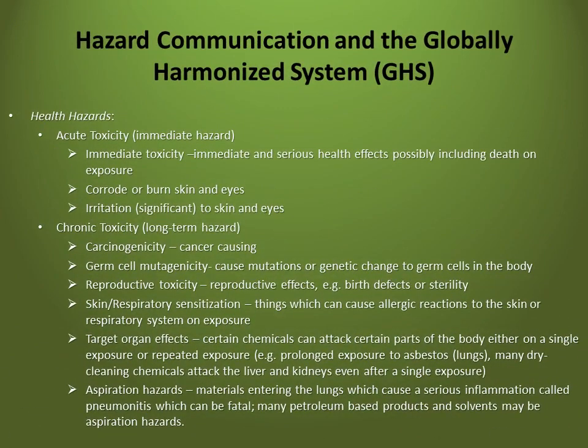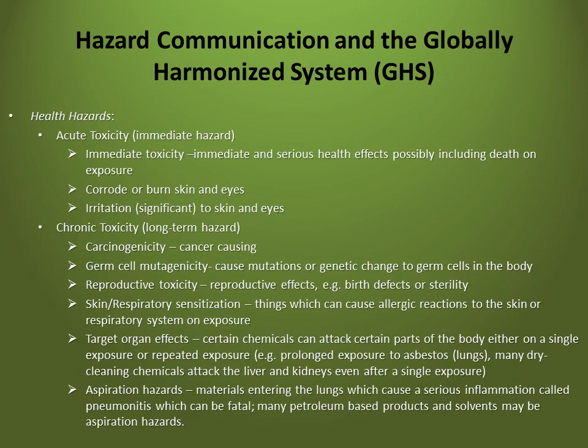Health hazards include acute toxicity and chronic toxicity. Under acute toxicity, which means immediate hazards, there's immediate toxicity. This is immediate and serious health effects, possibly including death, on exposure. Corrosion, or burning of the skin and eyes. Irritation, meaning significant irritation to skin and eyes.